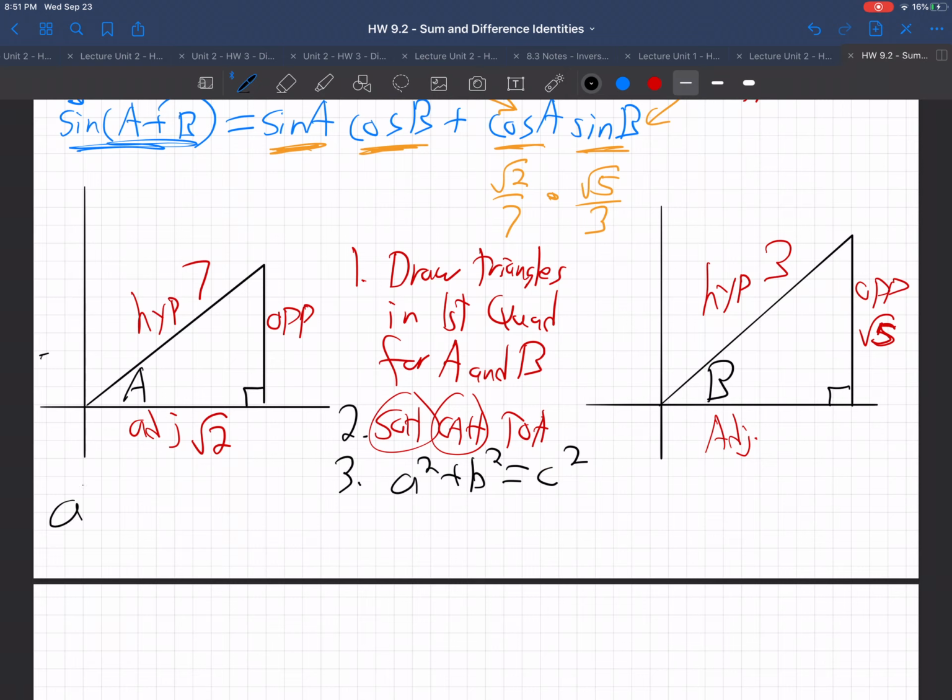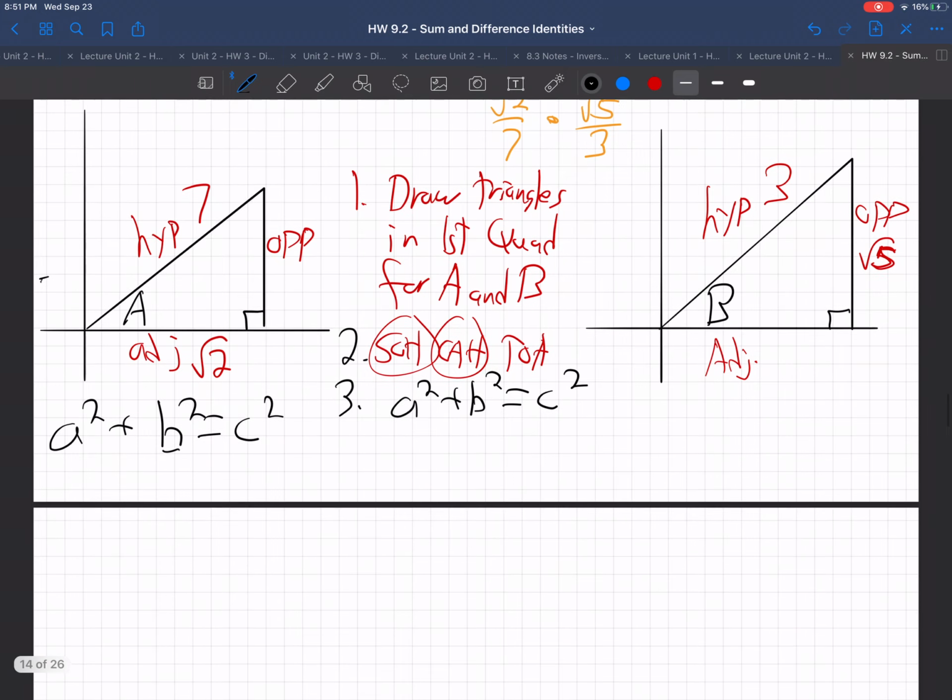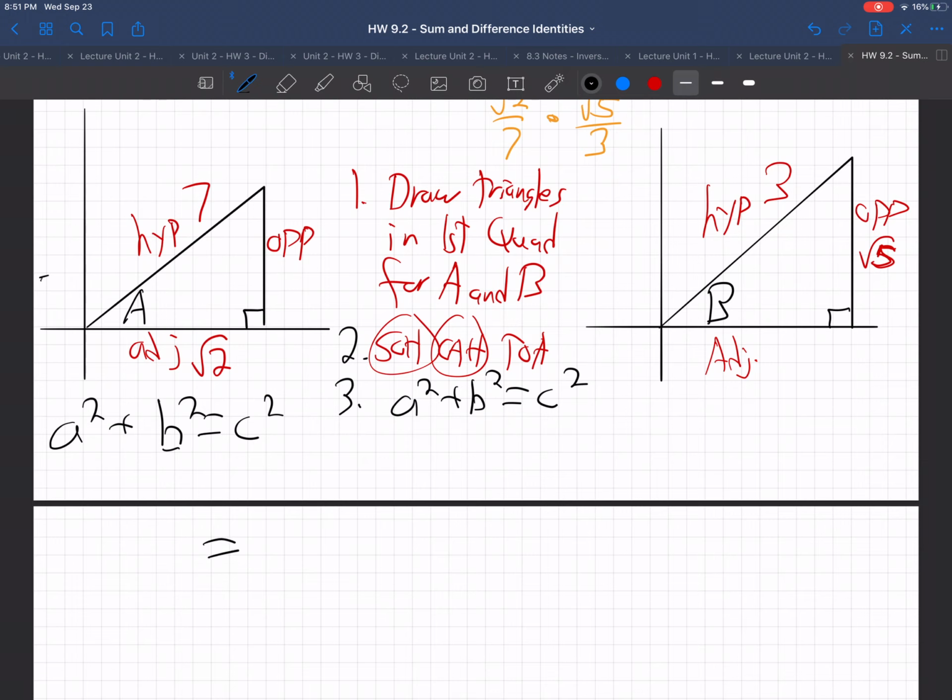So I'll go over here and go a squared plus b squared is c squared. And the main thing you got to remember, the c is the one that's alone. It is alone, but it's also the hypotenuse. So this is c, and this is c over here.